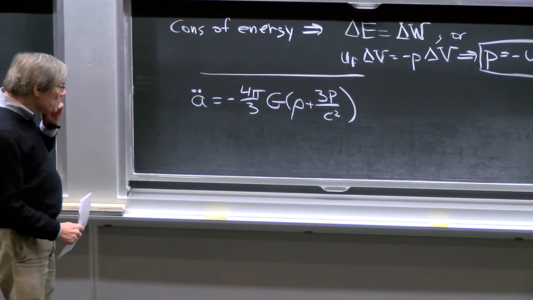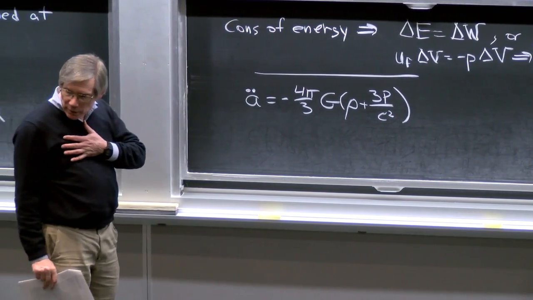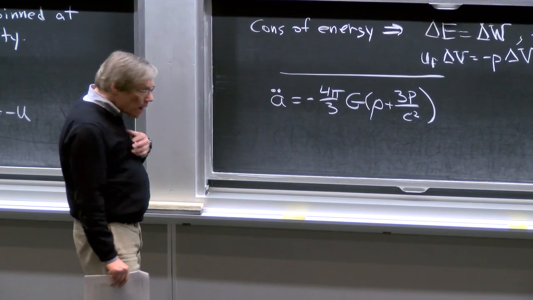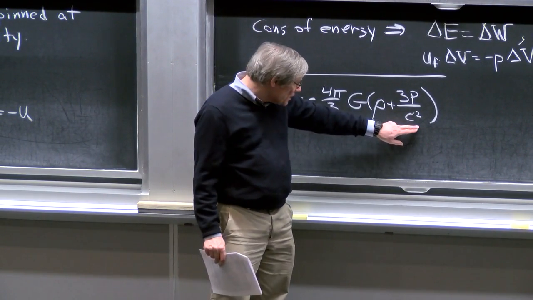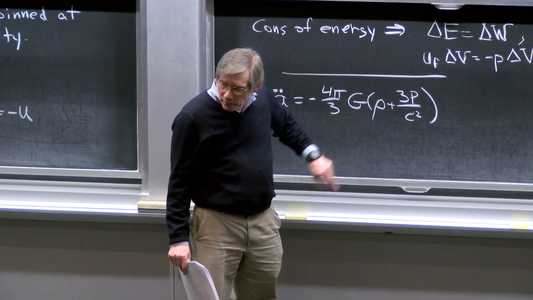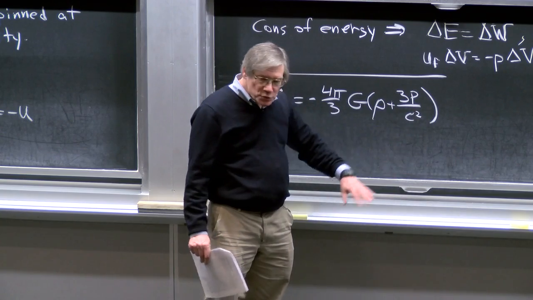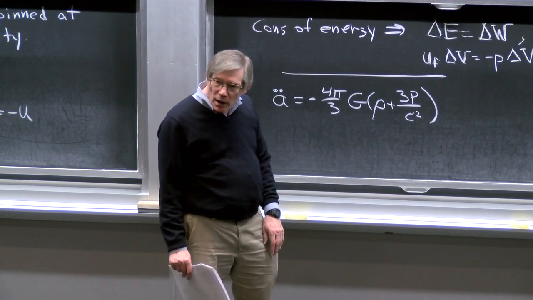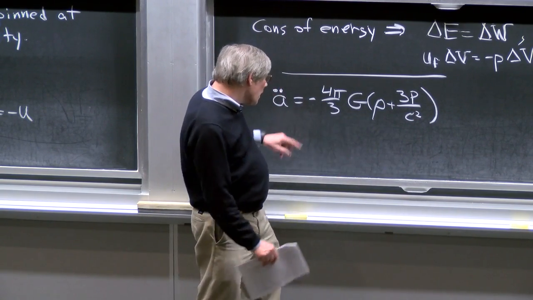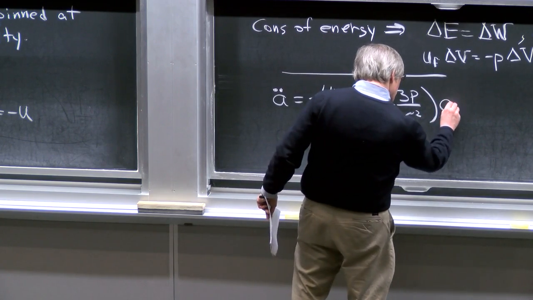Now, for the false vacuum, P is equal to minus rho c squared, minus the energy density. And that means that this term is negative and three times as big as that term. So for the false vacuum, this quantity, which we normally think of as being positive, becomes negative. I forgot a factor of A here.